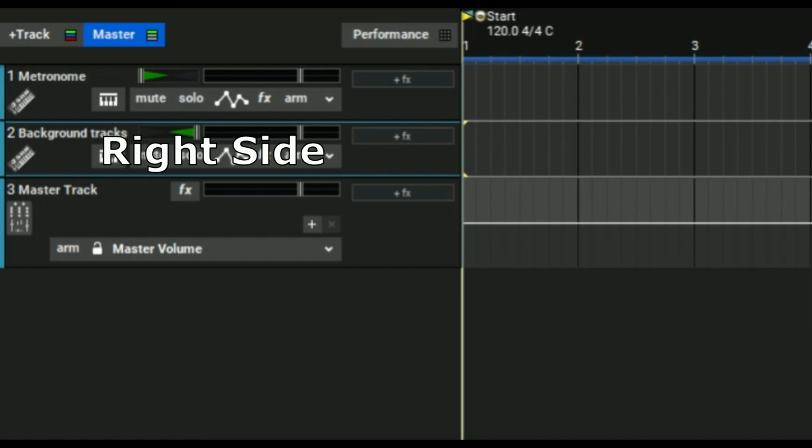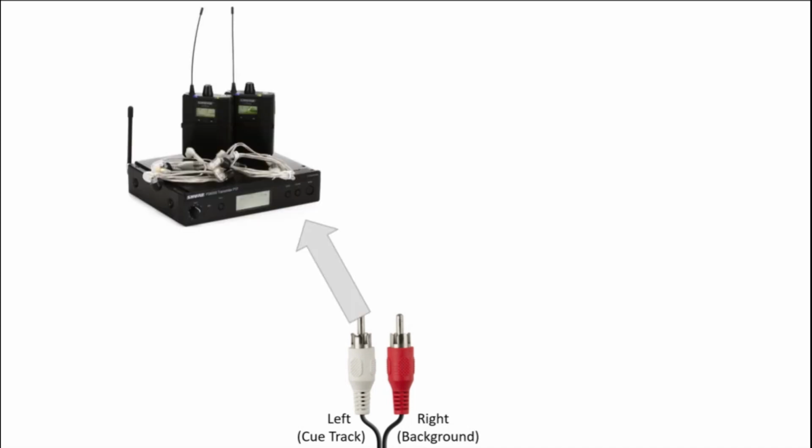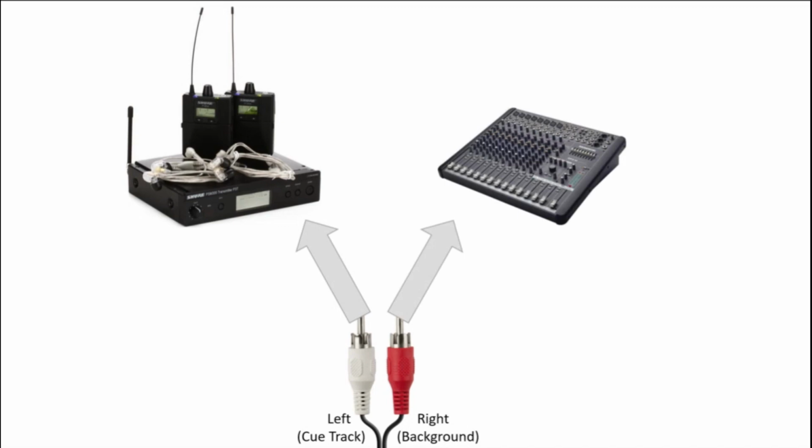An in-ear monitor system is provided at all StageMonster Live venues so that your cue side that contains the metronome can go into your in-ear system, and if you have background audio tracks, that side can be routed into the house sound system. This way the audience hears the background audio tracks but not the cue track.